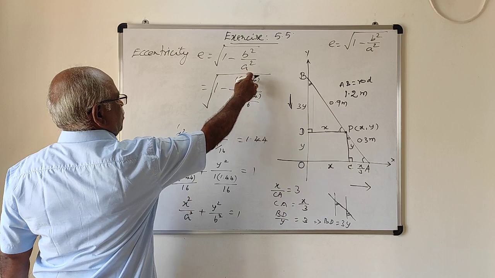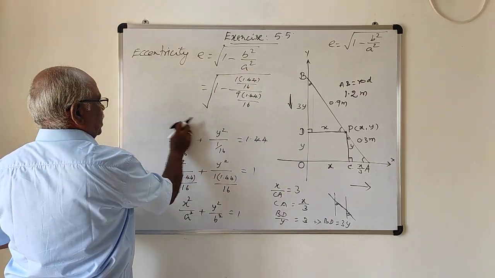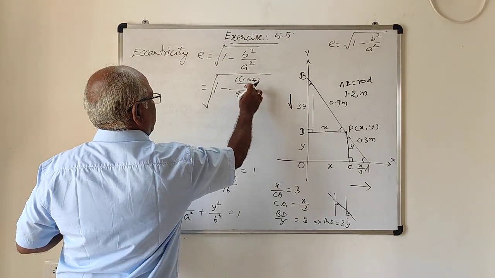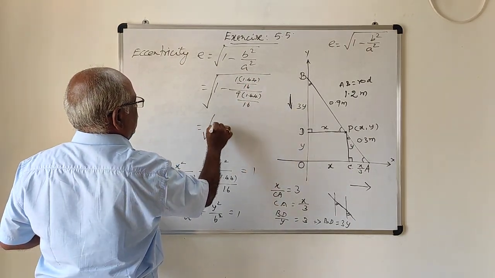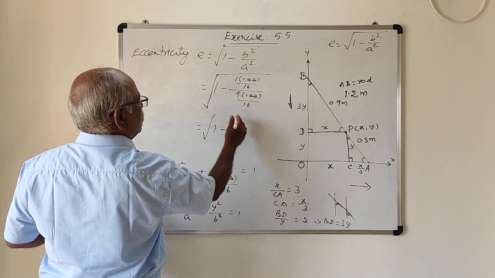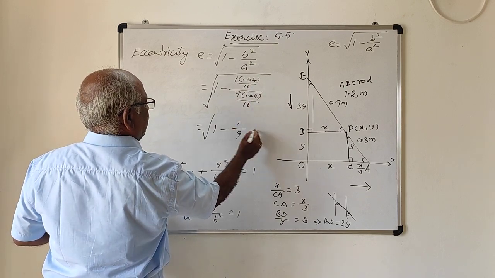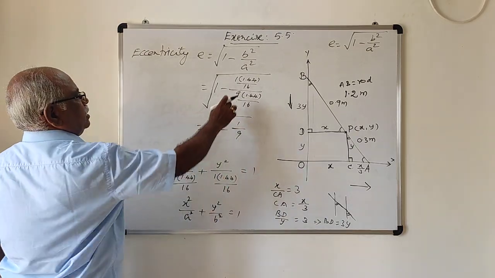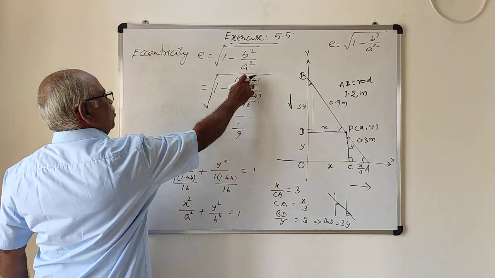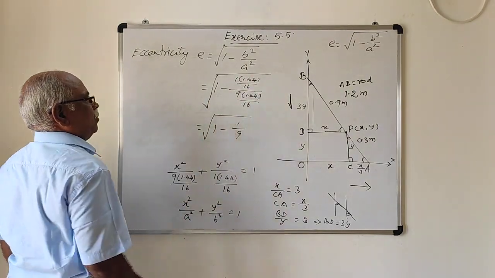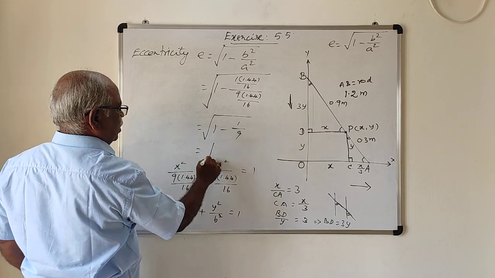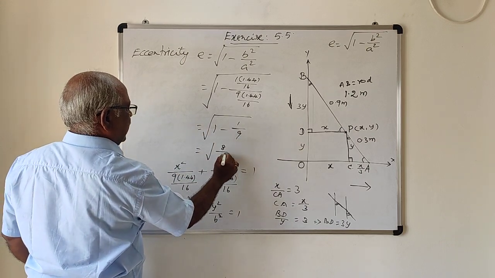1.44 and 16 cancel on both the numerator and denominator, so you will get 1 minus 1 by 9. By taking LCM as 9, 9 minus 1 is 8, so it is 8 by 9.